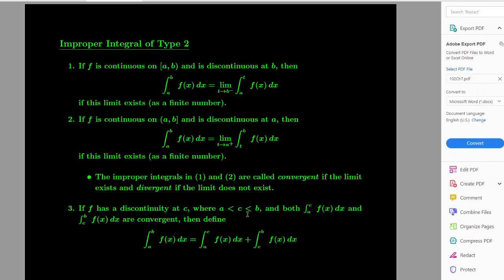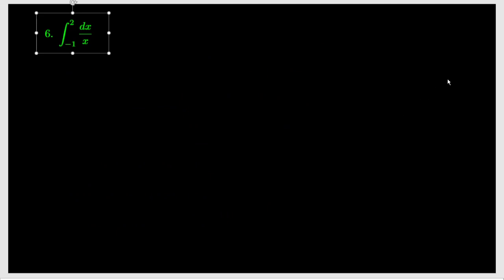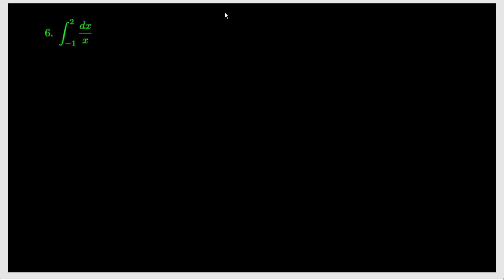If the function is undefined at a number c in between a and b, then we need to convert the integral to two integrals. Maybe dividing is not a good word. This is the case in question number 6. The integrand 1 over x is undefined at 0, so it's a type 2 improper integral, right?